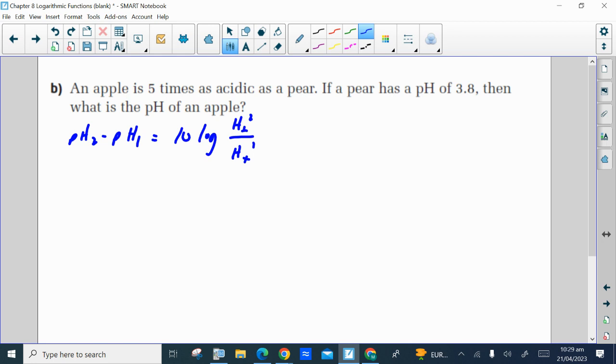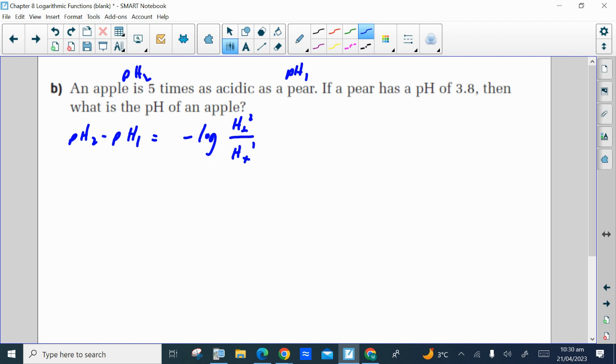Actually, there wasn't a 10 in front. There was a negative sign in front. So that's basically the formula that we developed on the previous page. So an apple is 5 times more acidic than the pear. So the apple would be pH 2. The pear would be pH 1. Because the more acidic one comes first.